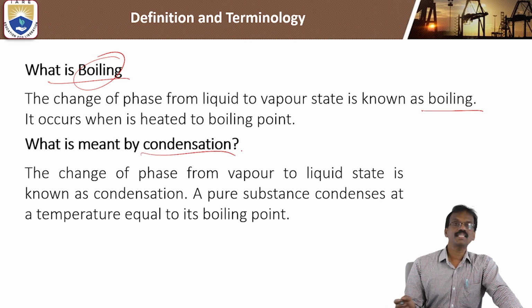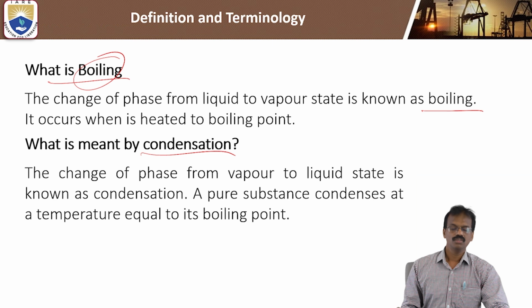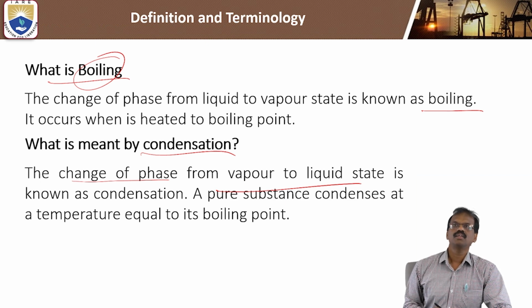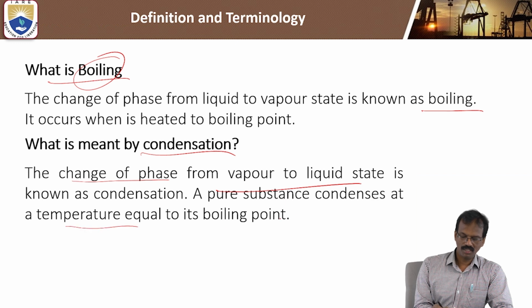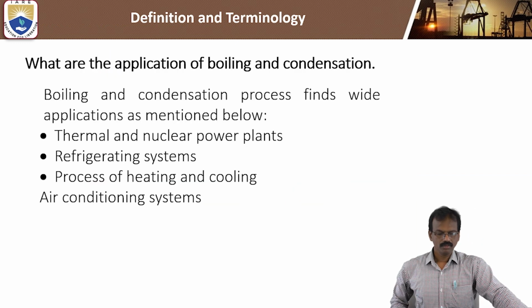So what is condensation? Condensation means just the reverse: conversion of vapor into liquid. So the change of phase from vapor to liquid is known as condensation. A pure substance condenses at a temperature equal to the boiling point. You know this one.